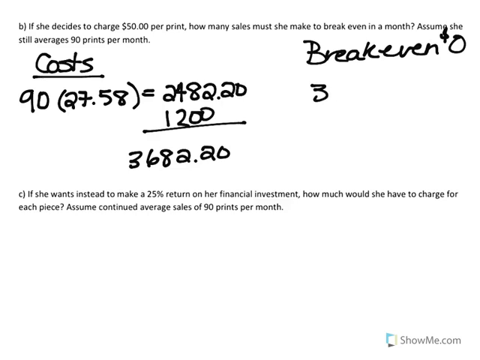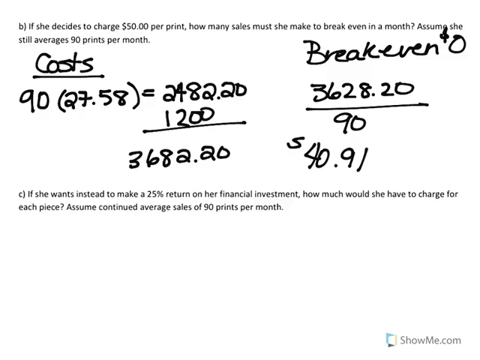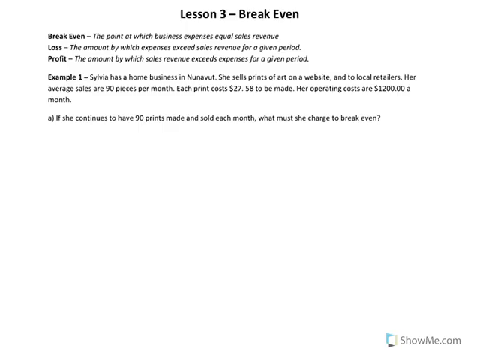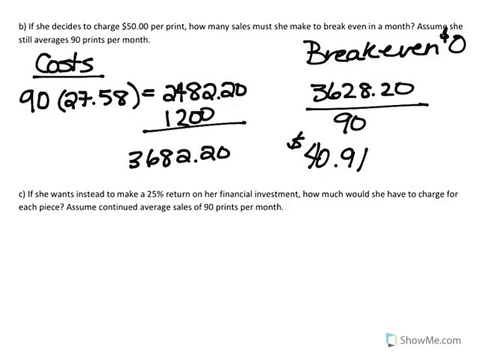If we want to break even, it's the same as making zero. So we're going to take that amount and divide it by 90, because she's getting income from 90 different prints, and it would be $40.91. So if she charges $40.91, she would make $0. So that was actually here, 40.91. That was part A.